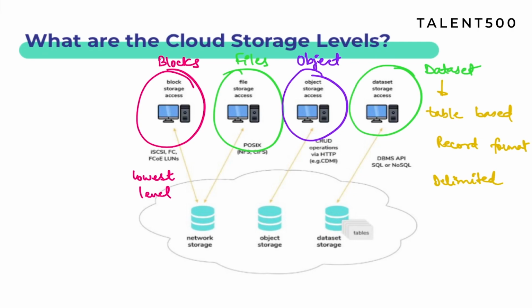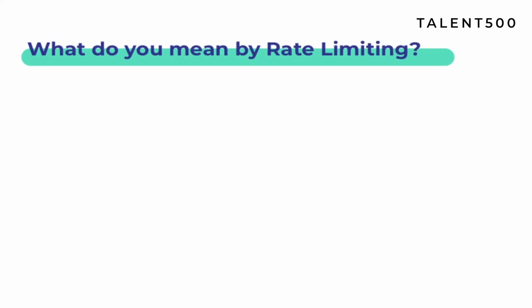Okay, let's look into the next question, and that is, what do you mean by rate limiting? As the name says, limiting. So it's very clear what it will be doing. It is going to be restricting us. And what will it be restricting? It is going to be limiting network traffic.